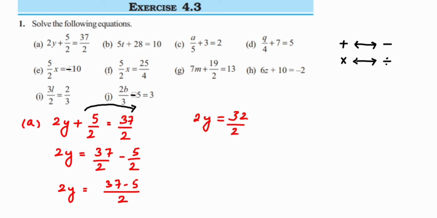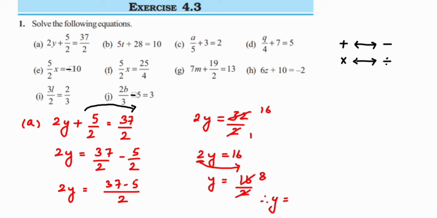Now we can cancel 32 and 2 because it's an even number, or you can divide it. I'm doing cancellation here: 2 ones are 2, and then here 16 will come. So we got 2y is equal to 16. Now see here, 2 is under multiplication. 2y is nothing but 2 into y. So multiplication, when you take it to the other side, becomes division. So y will be equal to 16 upon 2. From here, 2 ones are 2 and 2 eights are 16. So therefore y is equal to 8 is the answer.